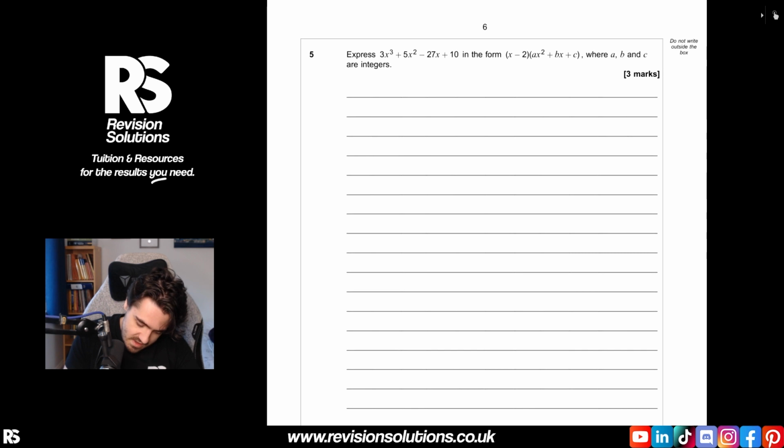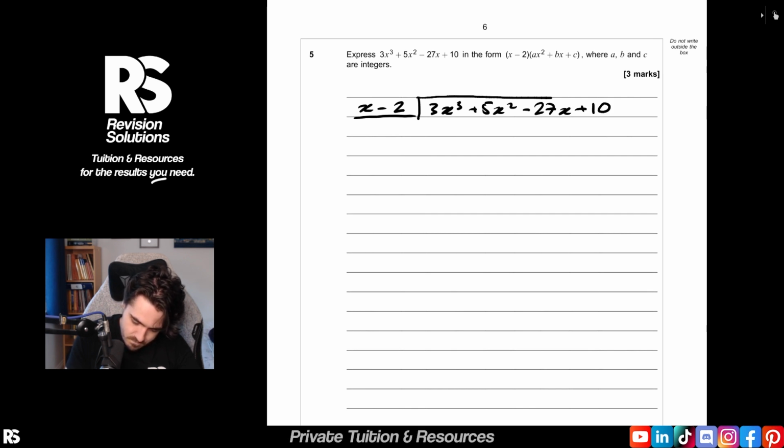So we need to divide x minus 2 into our cubic of 3x cubed plus 5x squared minus 27x plus 10. The first thing we do in long division is we take the highest power of x in our thing to be divided and divide it by the highest power in our divisor. So 3x cubed divided by x would give us 3x squared. So I'd write 3x squared in this x squared column.